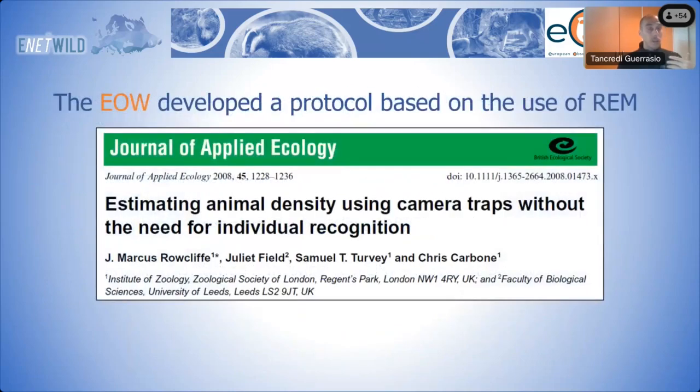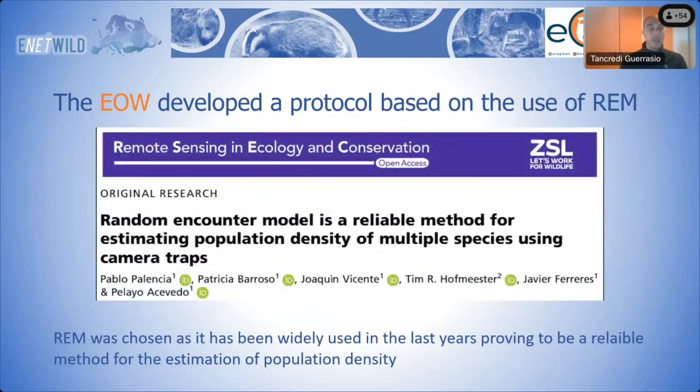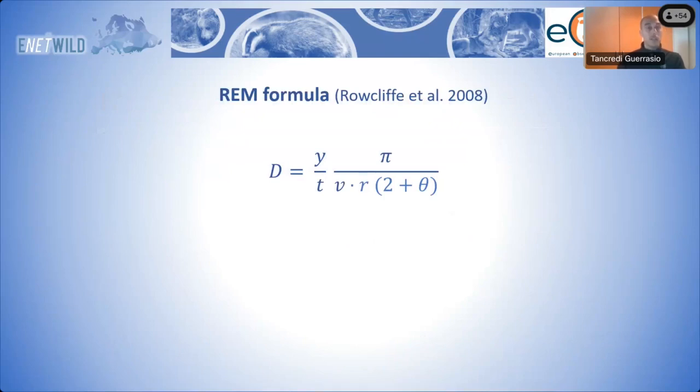So, as you know, our choice was for the implementation of random encounter model. And this choice was made because it has been widely used in the last years, and it has proved to be a reliable methodology. There are many publications proving that, also the one made by the colleagues Pablo, Palencia, and Joaquin, and others also participating in the observatory, where they've been analyzing all the papers where REM was used up to 2022, and stating that this methodology actually is reliable and efficient for the purposes that we have of estimating wild population densities. So let's see the details of the random encounter model.